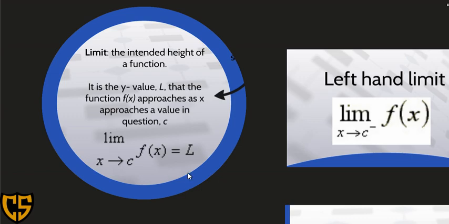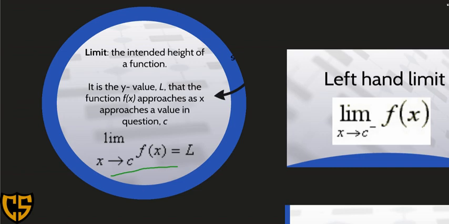So we have your limit represented in this form: limit of function of x as x approaches c is equal to L. So that is how we read the equation.